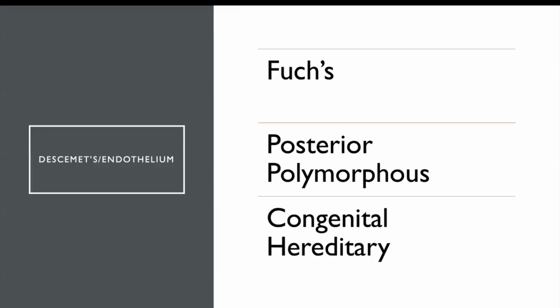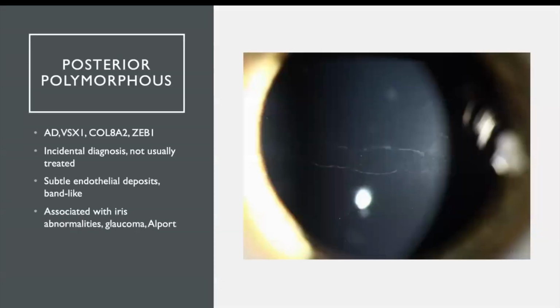So then getting to the back of the cornea, when you're looking at Descemet's and endothelium, Fuchs is probably going to be the thing that you're going to come across most commonly when it comes to endothelial dystrophies, and we'll talk about that at the end. And then otherwise for your exams, you're looking at things probably like posterior polymorphous or congenital hereditary. We'll go into those first before I go into Fuchs.